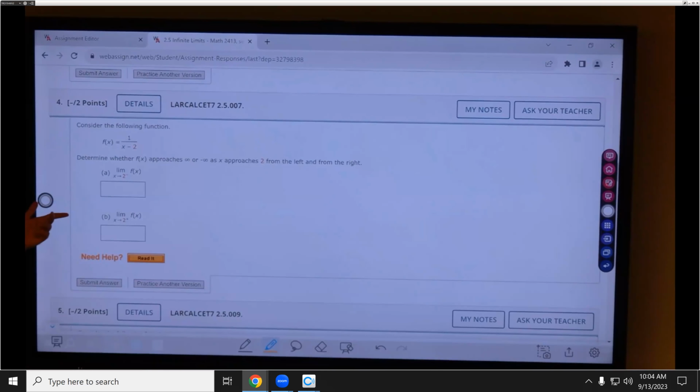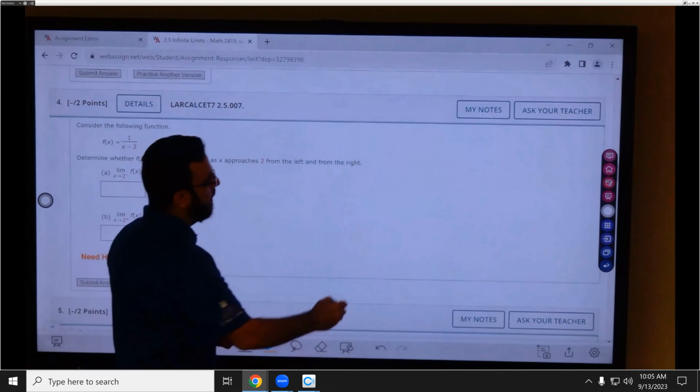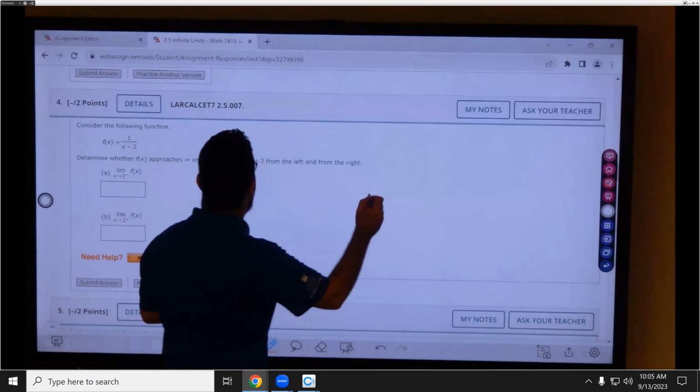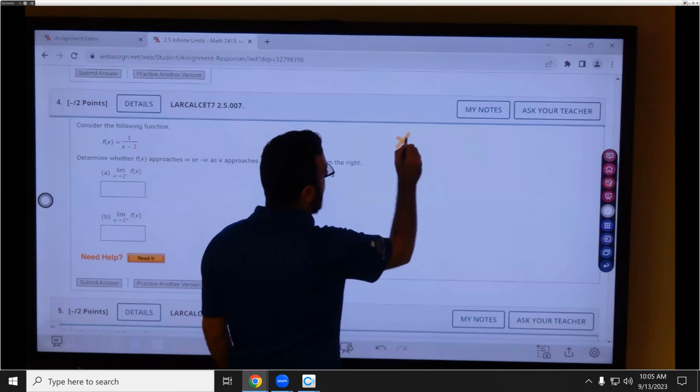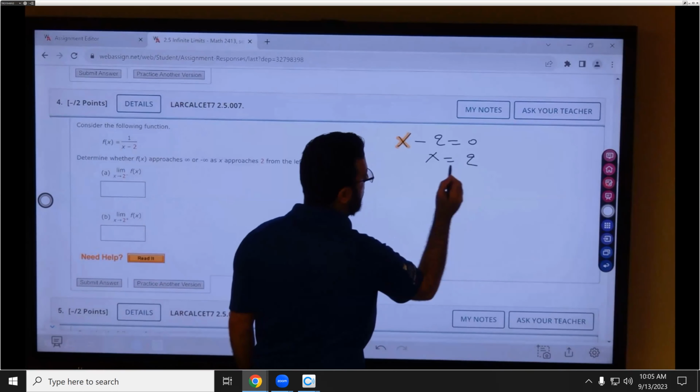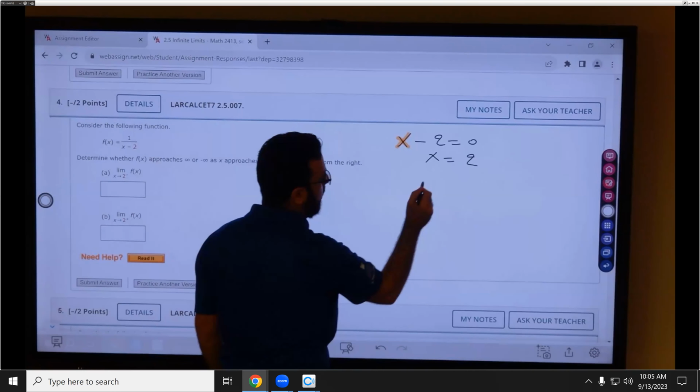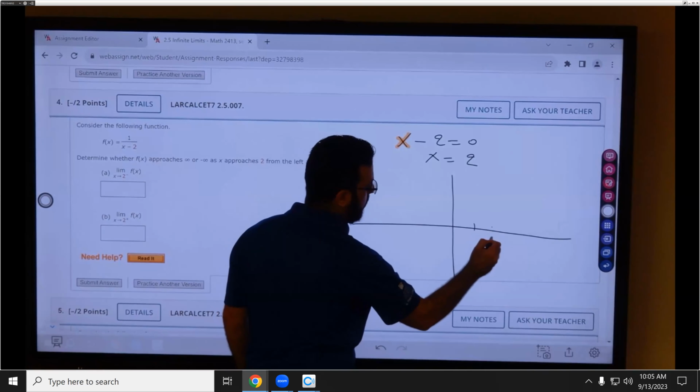Yes. So I'm going to keep in my mind, there's an asymptote. So x minus 2 is going to be equal to 0. That means x is equal to what? It's an asymptote. 2, there is an asymptote.